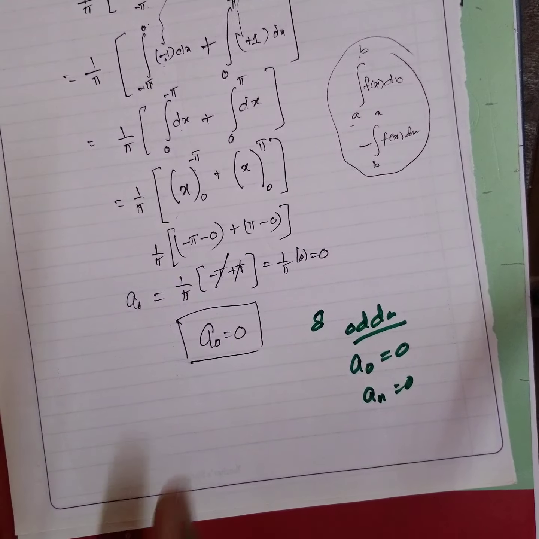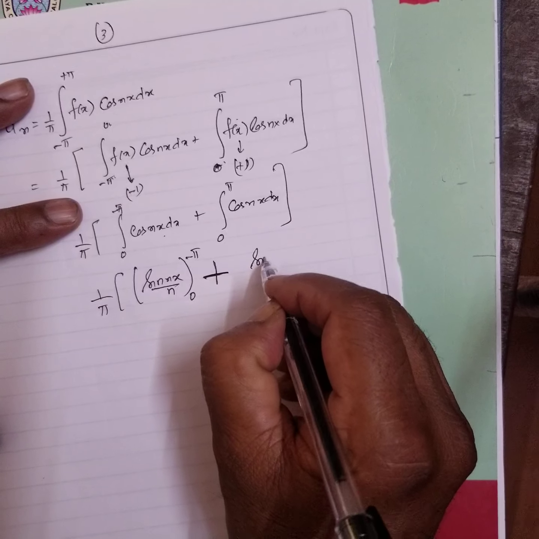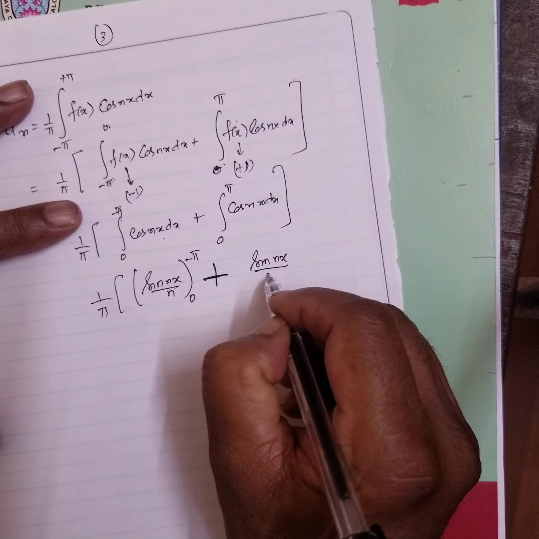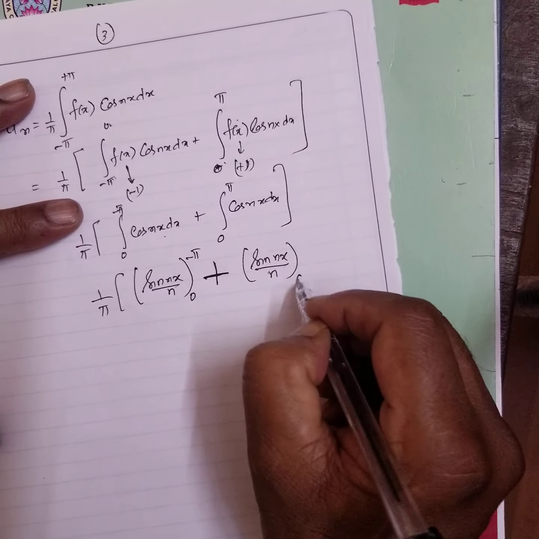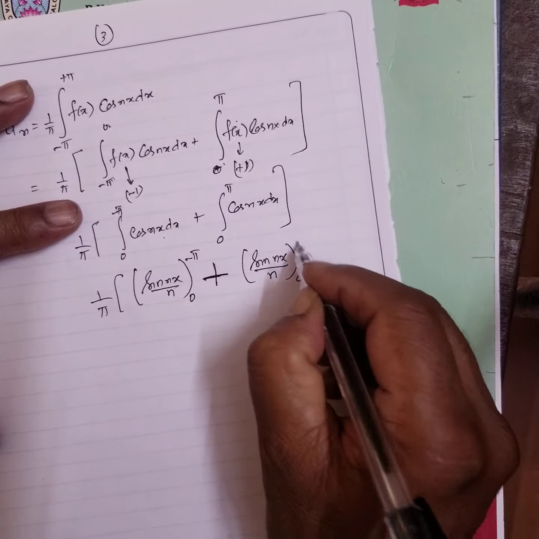What is the integral of cos? Cos is equal to sin nx by n, from 0 to minus pi, plus here also sin nx divided by n, from 0 to pi. Here 1 by pi.